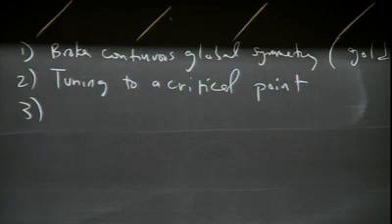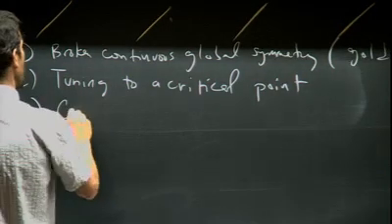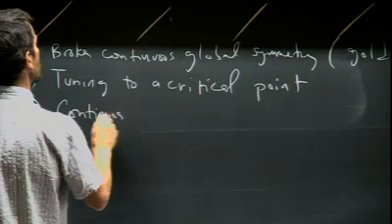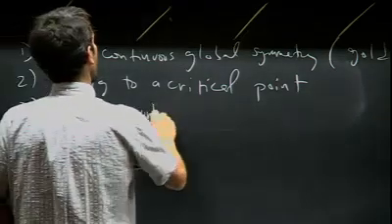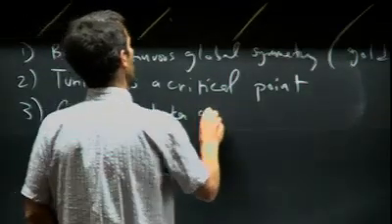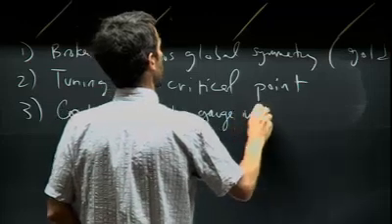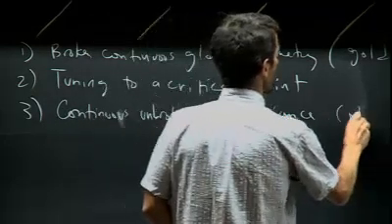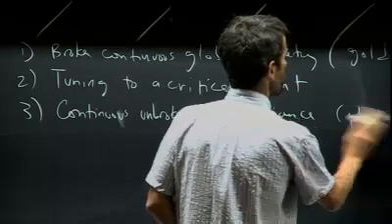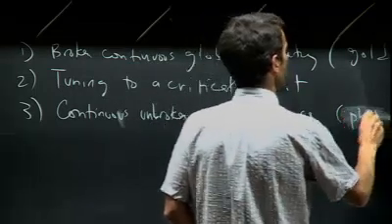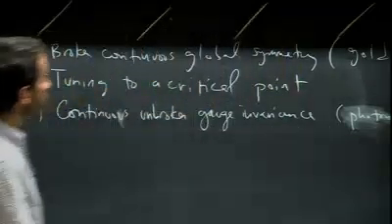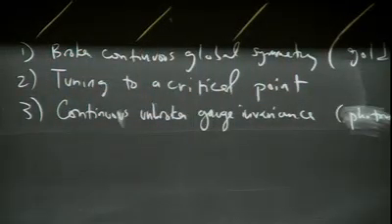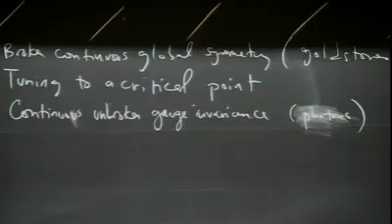The third case is a little more dramatic. It's continuous, unbroken gauge invariance. Okay, so here what I mean is photons, or gauge bosons. Yeah, let's just say photons. Photons are massless particles. There's a good reason they can't get a mass because of gauge invariance, right?